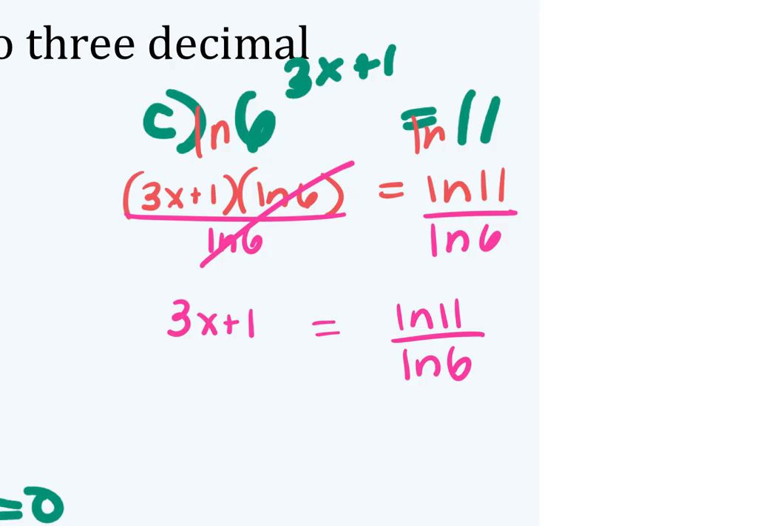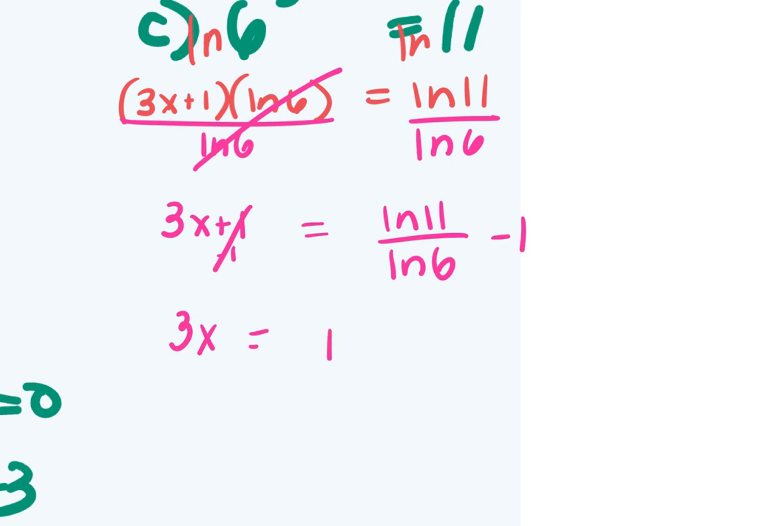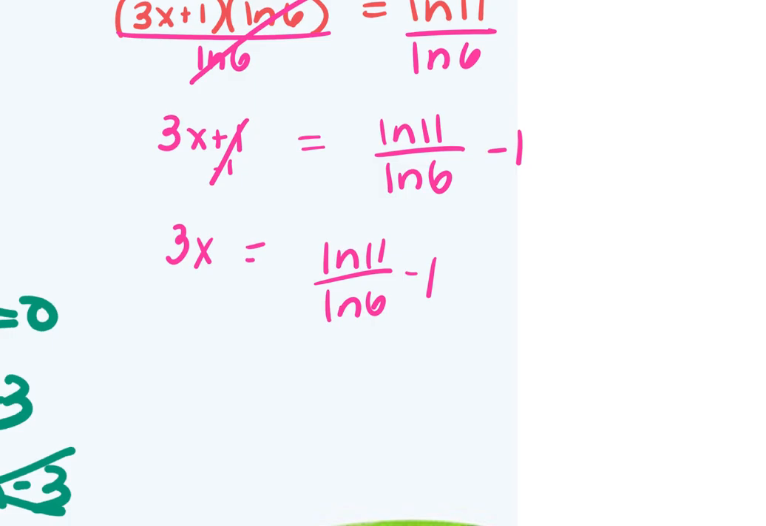So if I want to keep working so that this x is by itself, what are you going to do next? Subtract the 1. So that's gone. And then I get 3x equals ln 11 over ln of 6 minus 1. And the last thing to do to get x by itself would be divide both sides by 3. So that whole thing is going to get divided by 3.